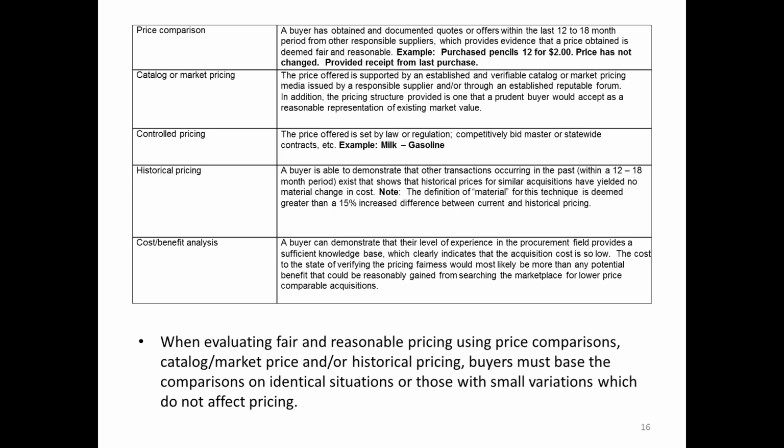Here are 5 methods to help determine fair and reasonable. When evaluating fair and reasonable pricing using price comparisons, catalog market price, and/or historical pricing, buyers must base the comparisons on identical situations or those with small variations which do not affect pricing.